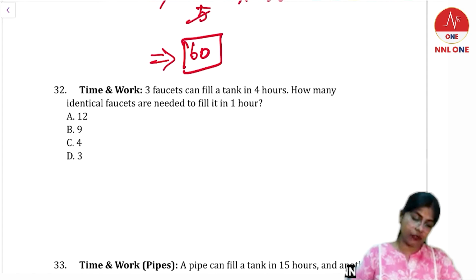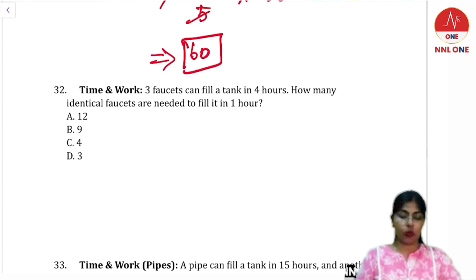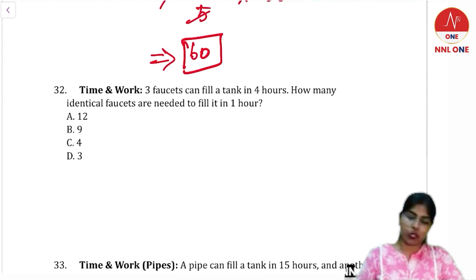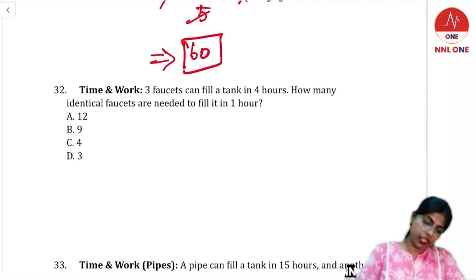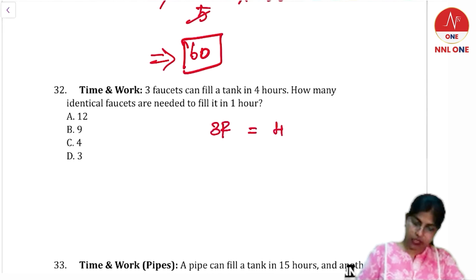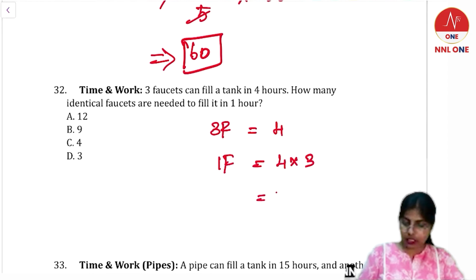How many identical faucets are needed to fill it in 1 hour? If 3 faucets can fill a tank in 4 hours, how many identical faucets are needed to fill it in 1 hour? See, by understanding the question itself, you can approach these problems. If 3 faucets can fill a tank in 4 hours, for 1 faucet, it takes 4 into 3. So what is 4 into 3? It is 12. If 3 faucets can fill a tank in 4 hours, 1 faucet can fill the tank in 4 into 3, it is 12 hours.